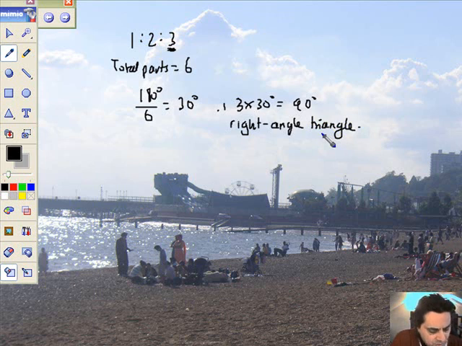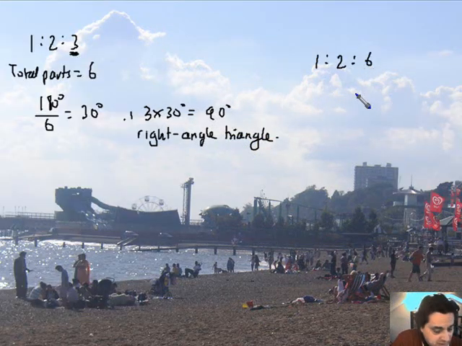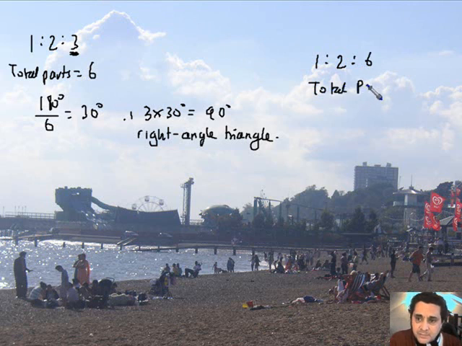Right, what sort of triangle is one whose angles are in the ratio of 1 to 2 to 6? Well, let's just do some maths here. Let's do the total parts. Well, 1 plus 2 plus 6 comes to 9. If I go 180 divided by 9, that's 20 degrees.